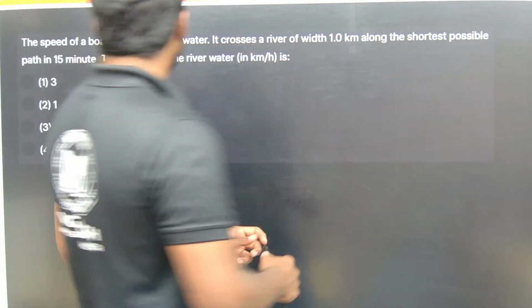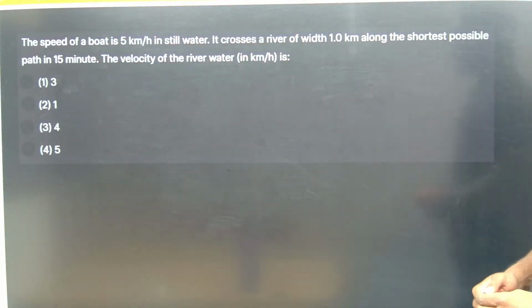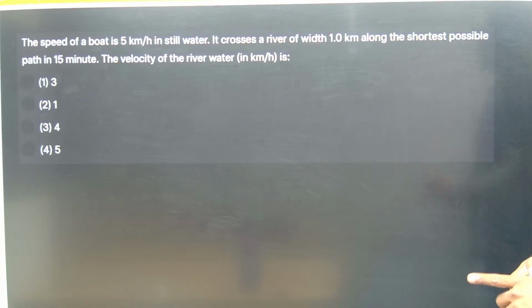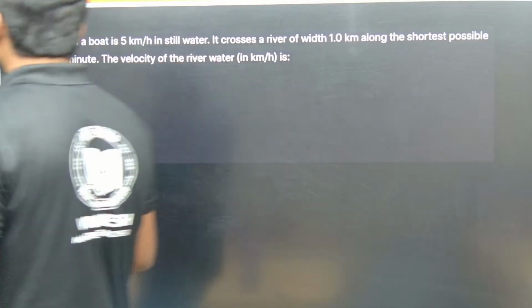So the speed of a boat is 5 km/h in still water. It crosses a river of width 1 km along the shortest possible path in 15 minutes. The velocity of the river is what they are asking.